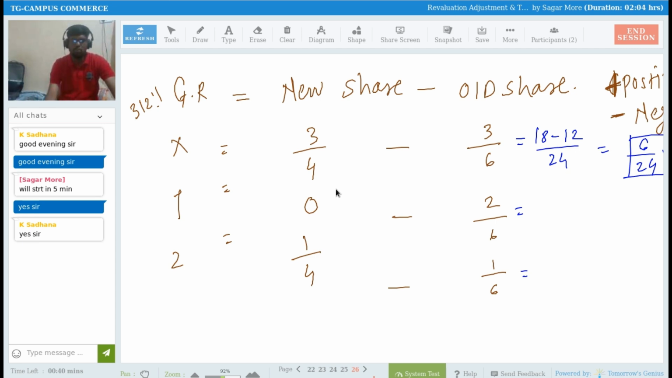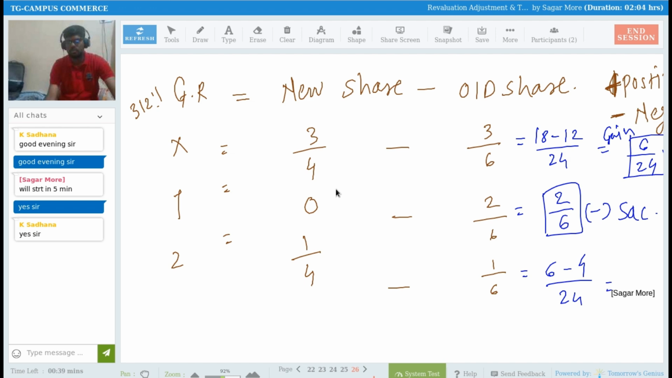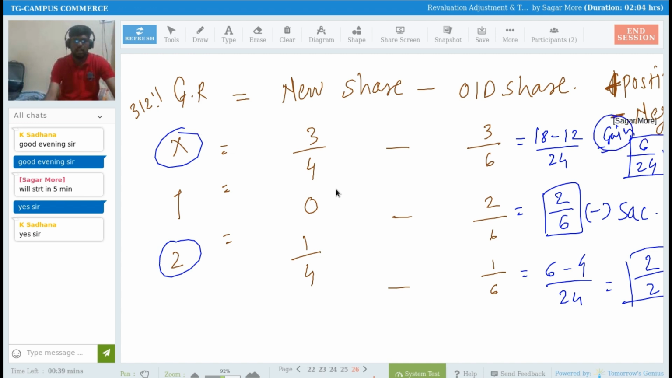Then 0 minus 2/6, the answer will be 2/6 negative, which means this is the sacrificing partner. The other is the gaining partner. Then I need to simplify this: 6 1s are 6 minus 4 1s are 4, divided by 24. The answer will be 2/24, which is also positive. So he is also a gaining partner. So partner Z and partner X are gaining partners, and partner Y is the sacrificing partner, right?